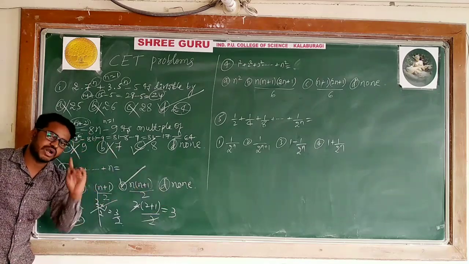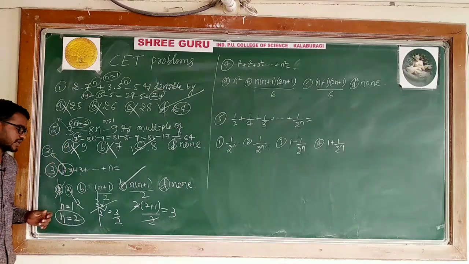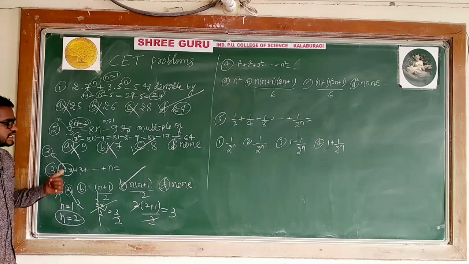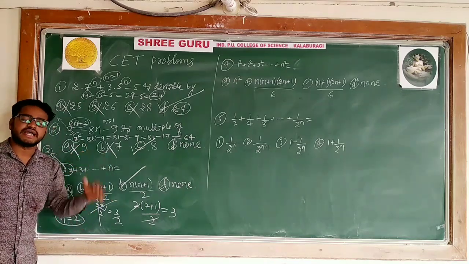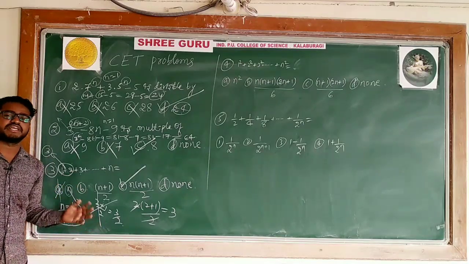In the first case, what happened here? We are using the trial and error method. What is the trial and error method? When I am taking n is equal to 1, the first option is satisfied, the second option is satisfied, the third option is satisfied. In that case, I take another number. Which number? n is equal to 2.